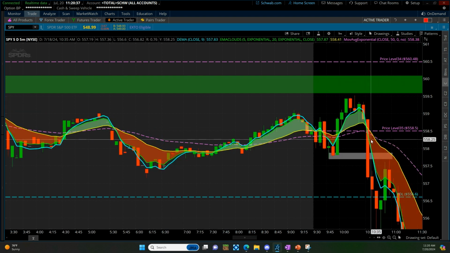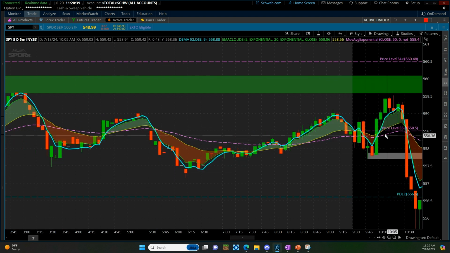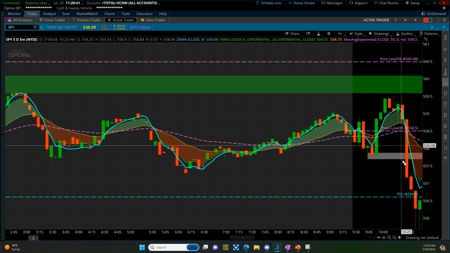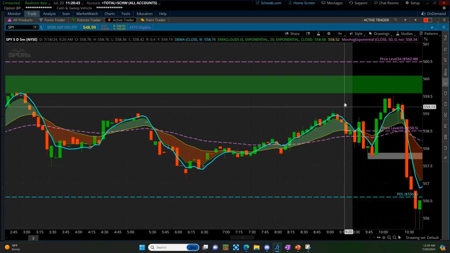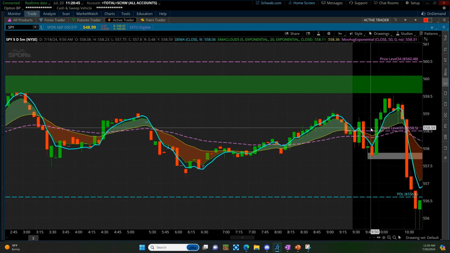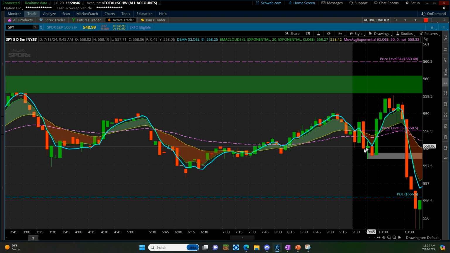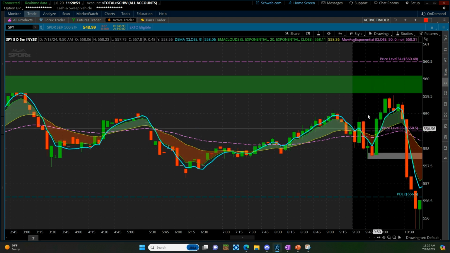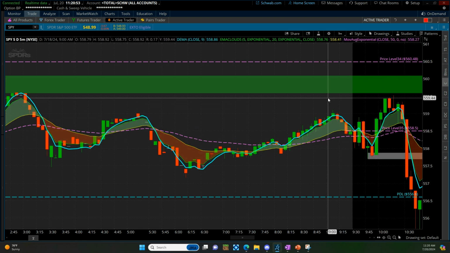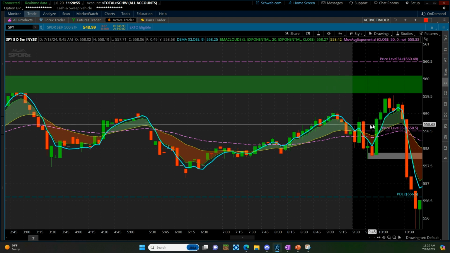So I missed all of this. I missed all of this right here. I did not trade any of this. I couldn't get in this. I'm sure looking back on the 2 minute, we probably could find an entry, but I didn't trade any of this. Instead, I was like, okay, that 1 hour bearish chart pattern has been confirmed.